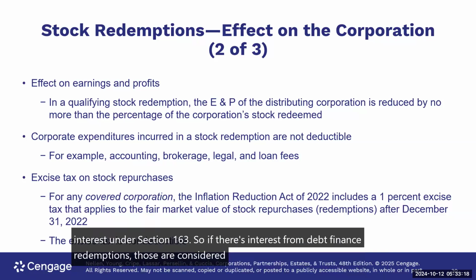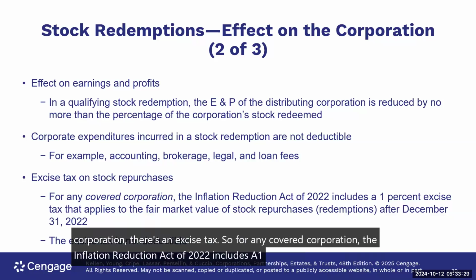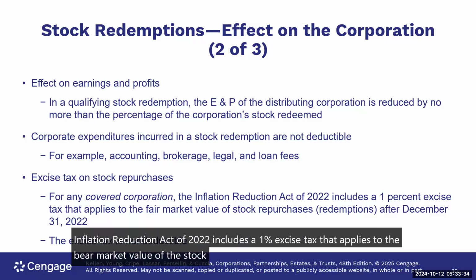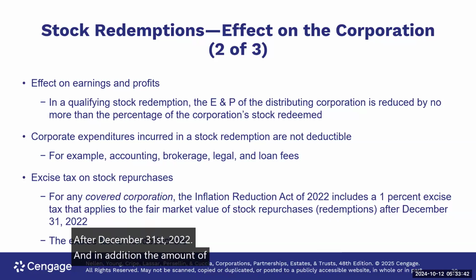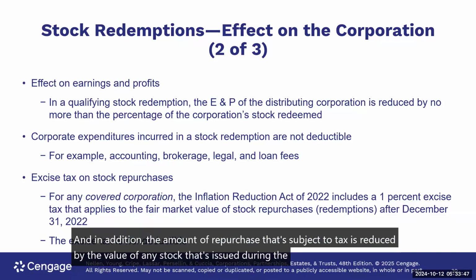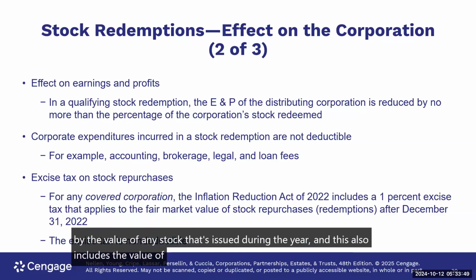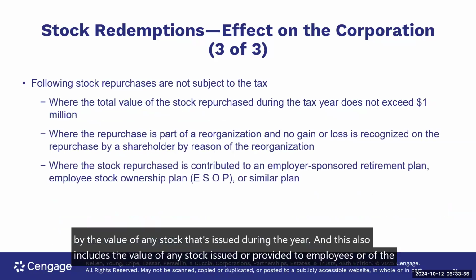When there's a covered corporation, there's an excise tax. So for any covered corporation, the Inflation Reduction Act of 2022 includes a 1% excise tax that applies to the fair market value of the stock repurchases, the redemptions, after December 31st, 2022. And in addition, the amount of repurchase that's subject to tax is reduced by the value of any stock that's issued during the year. This also includes the value of any stock issued or provided to employees of the corporation during the tax year.